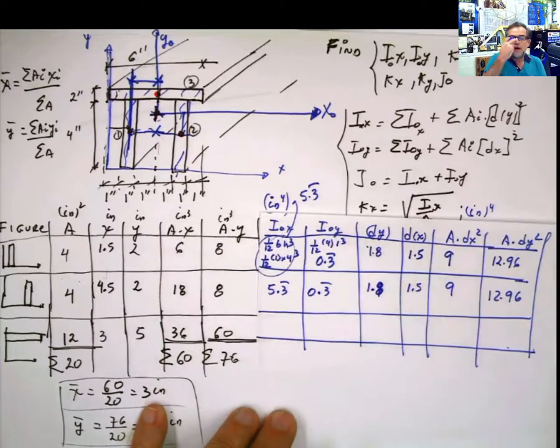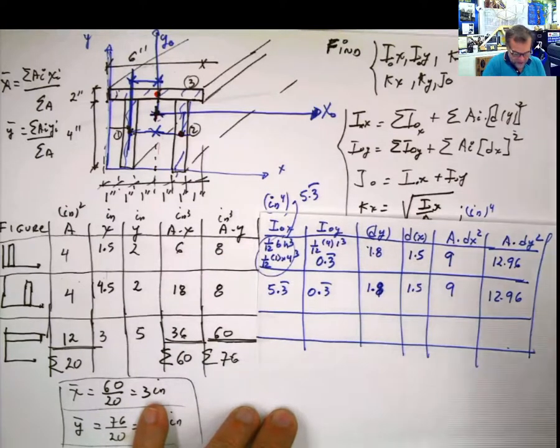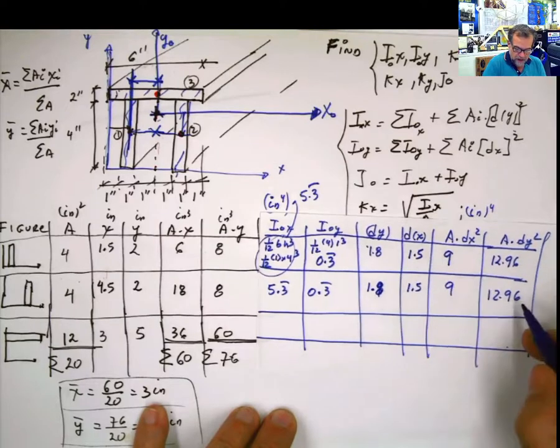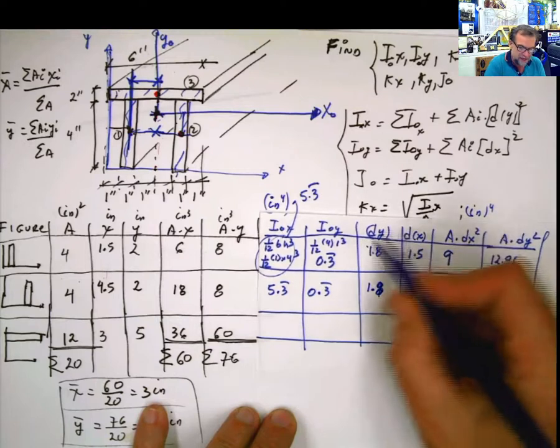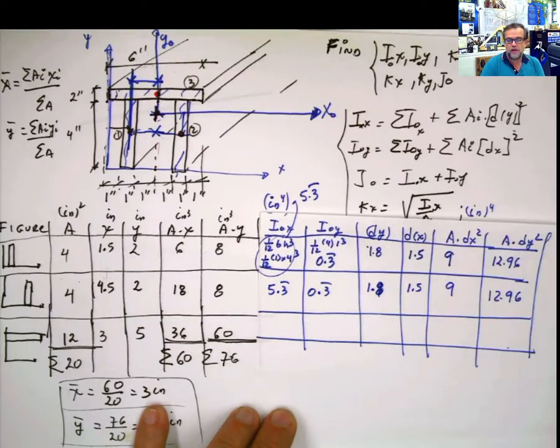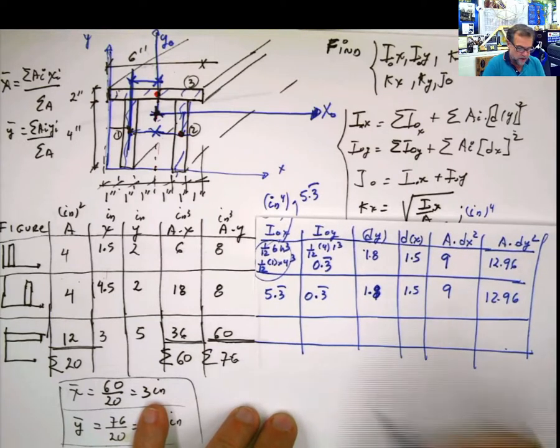You're going to say, oh no, that's negative 1.5. Fine, negative 1.5, but I have to square it anyway. When I square it, it's going to be positive, so I don't care about that. This is the absolute value of that distance. I don't care about the positive or negative sign. Now let's go to the next one.